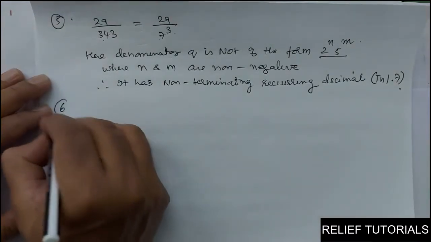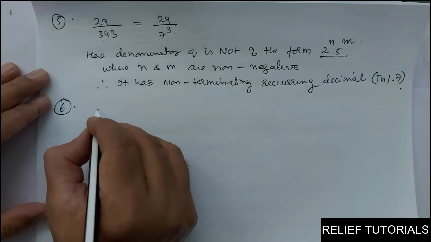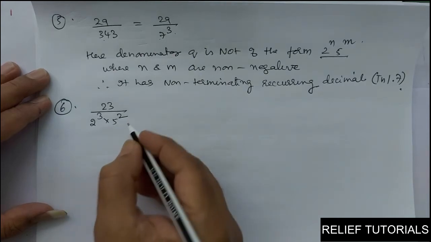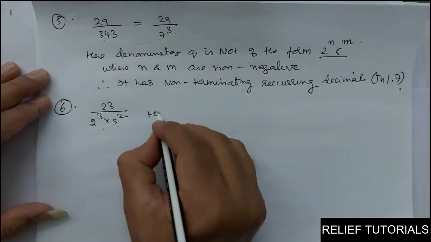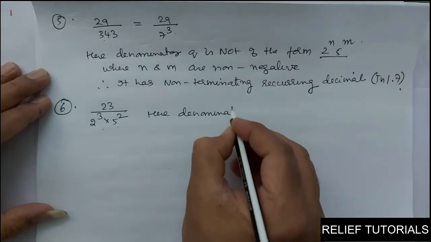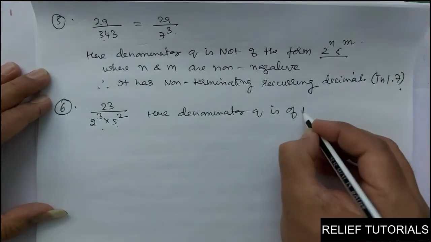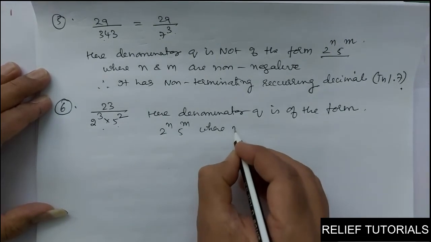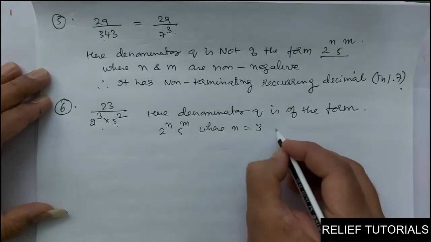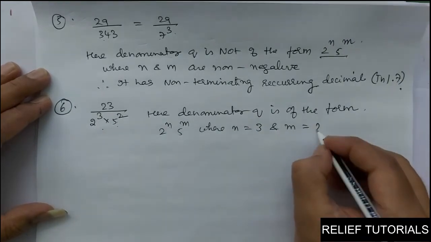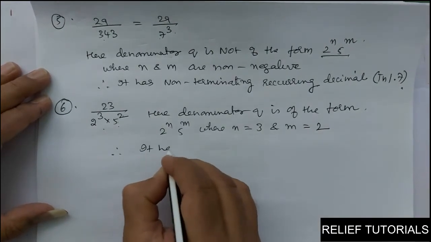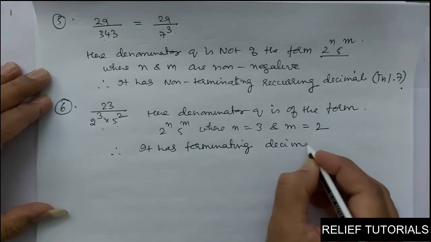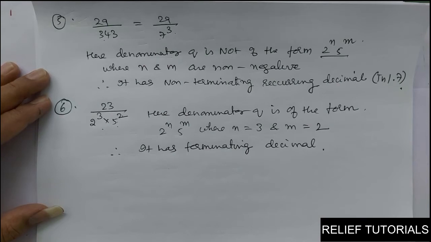Okay, now we'll do the 6th one. What is the 6th? The 6th is 23 upon 2 raised to 3 into 5 square. So here directly we can say the denominator q is of the form 2 raised to n, 5 raised to m, where n is the power of 2, that is 3, and m is the power of 5, that is 2. Therefore it has a terminating decimal.